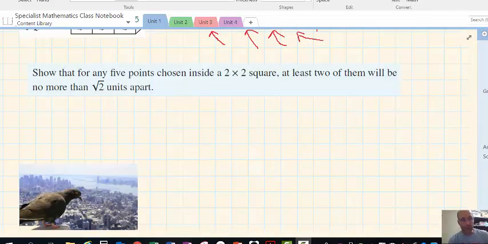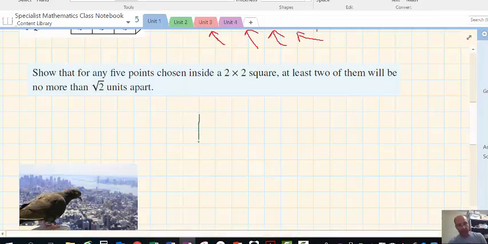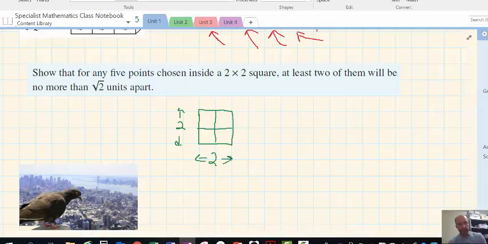Next example: show that for any 5 points chosen inside a 2 by 2 square, at least 2 of them will be no more than square root of 2 apart. What this actually means is that if you've got a 2 by 2 square, so it's 2 along there and 2 along there, and we've got 5 points in it, then excluding the lines, which is a bit of a grey area, and technically a line really has no width anyway if it's a true line, we're going to neglect the lines themselves.